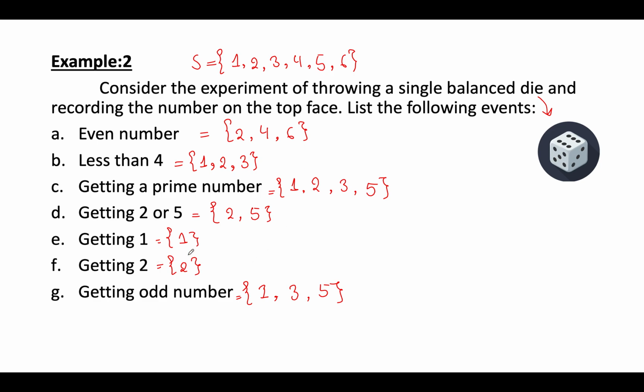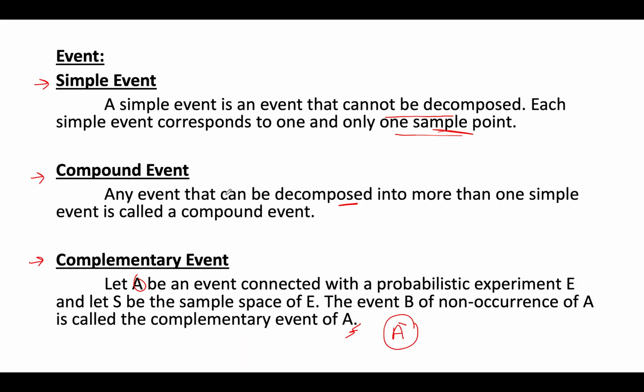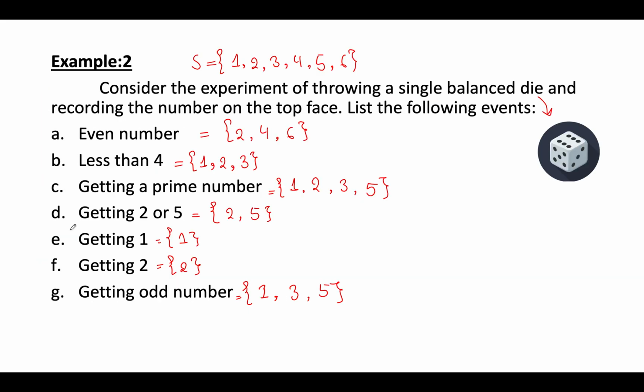Here we found the possible events. Now let's match those events with the event types we mentioned in the last slide. So we consider E and F as simple events because I cannot decompose those two events, and those events consist of only one sample point, right? So E and F are considered simple events.